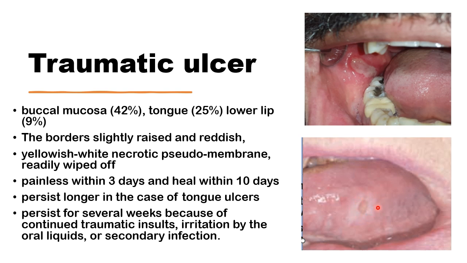The base of the ulcer is yellowish to white and covered with a pseudomembrane that can be readily wiped off. The ulcers would usually be painful, at least for the first 3 days or so, and gradually the pain would subside and the ulcer may heal within a week or 10 days if the local cause of irritation is removed. They may persist a bit longer if the ulcer is sited over the tongue edge.